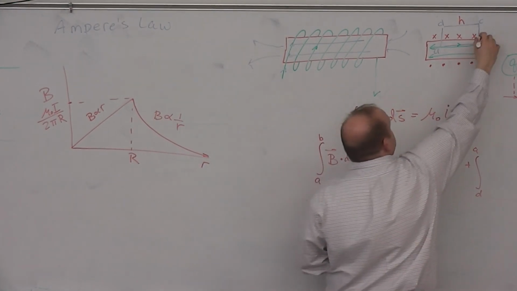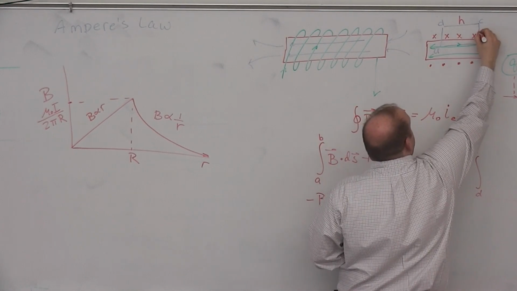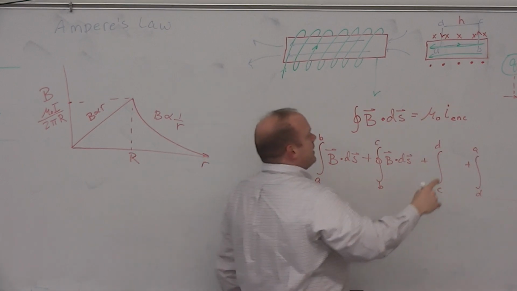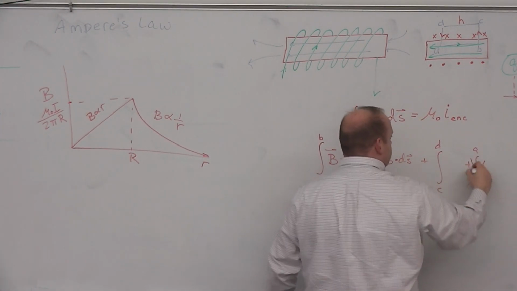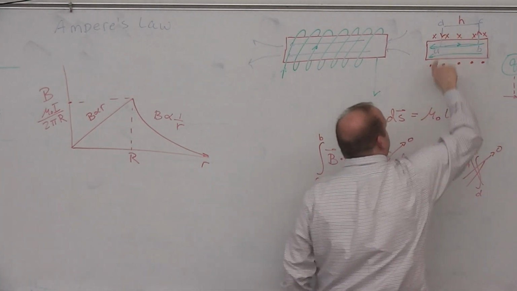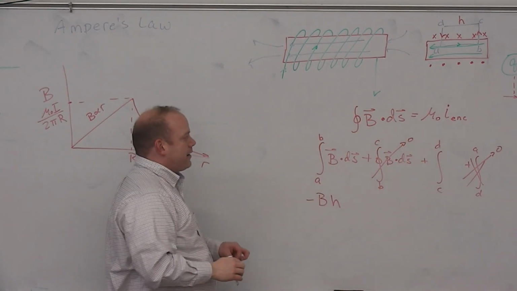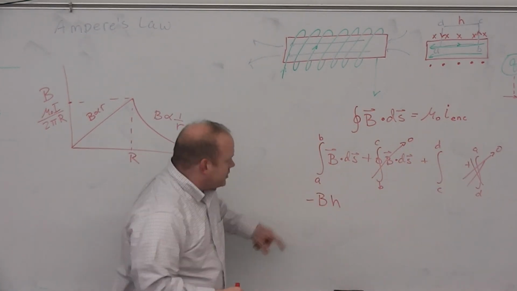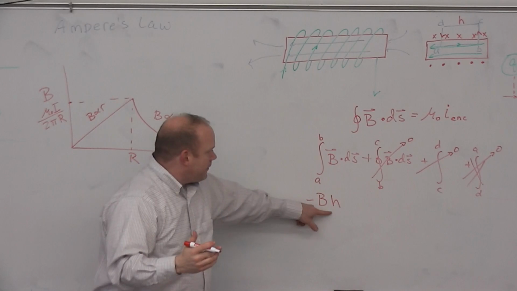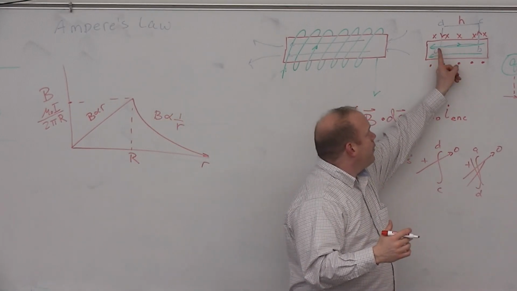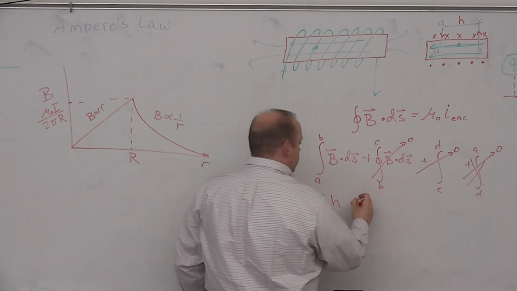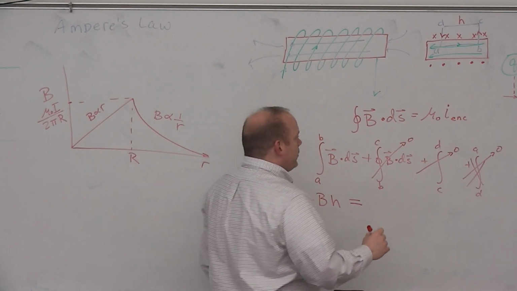Now, here's the thing. The magnetic field's going this way, and B to C and A to D are at 90 degrees. So A to D goes to 0, B to C goes to 0. Outside a perfect solenoid, we see that the magnetic field is 0. So this goes to 0 as well. So the only thing we're integrating over is that area right there. ds is just the distance, and we get a negative here. So now, that's mu naught I enclosed.